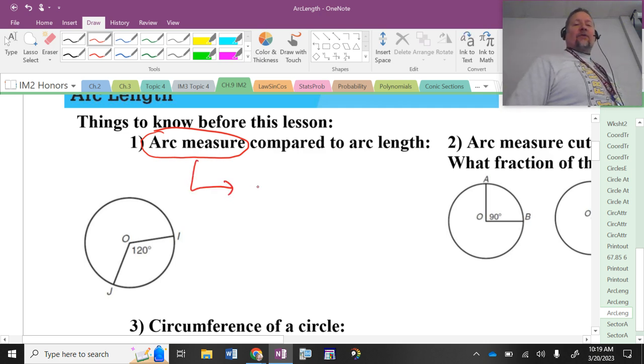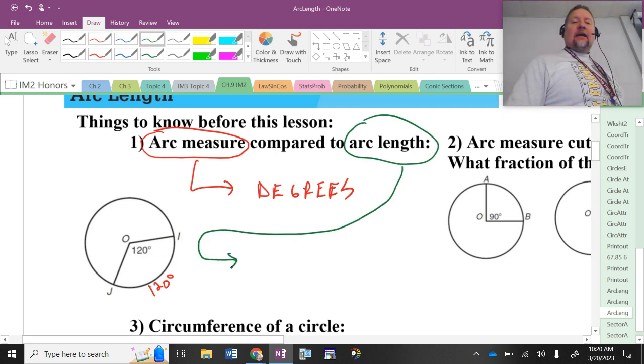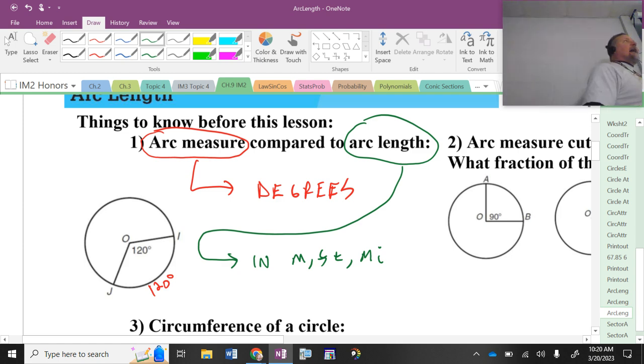Arc measures in degrees. So this measure of this arc is 120 degrees because it's equal to the central angle, which is what I'm trying to note there. But what's arc length? Maybe I'll color code that. Arc length is actually a concrete measure, like in meters, feet, miles, inches, whatever it is. This is actually a concrete distance that you actually travel.